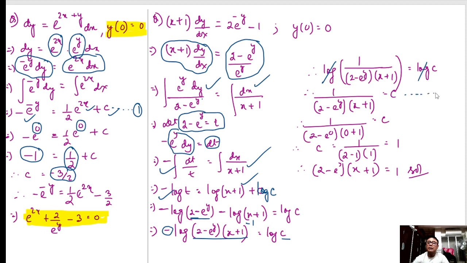So this is our equation, and now we will put the values of x0 and y0 in this equation, and we get, so this is 1, so we get the value of c as 1. And then replacing the value of c, we get this is our answer. Okay, this is the answer of this.